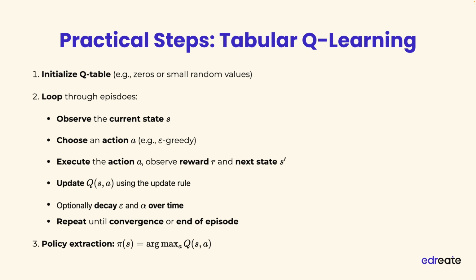Now let's talk about the Q-learning algorithm itself. These are the practical steps for tabular Q-learning. First is to initialize a Q table. This will have actions and states. I'll show you in a moment what it looks like.